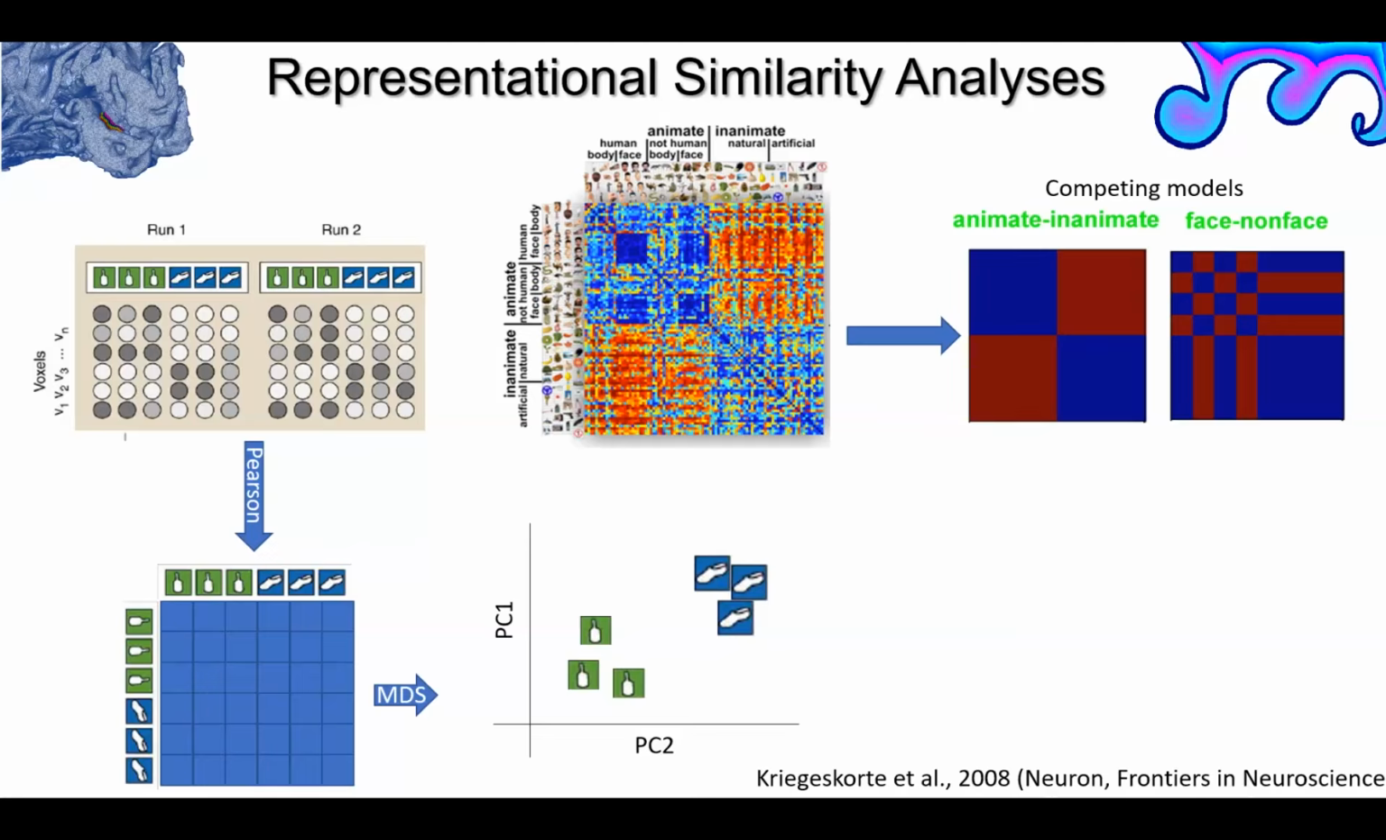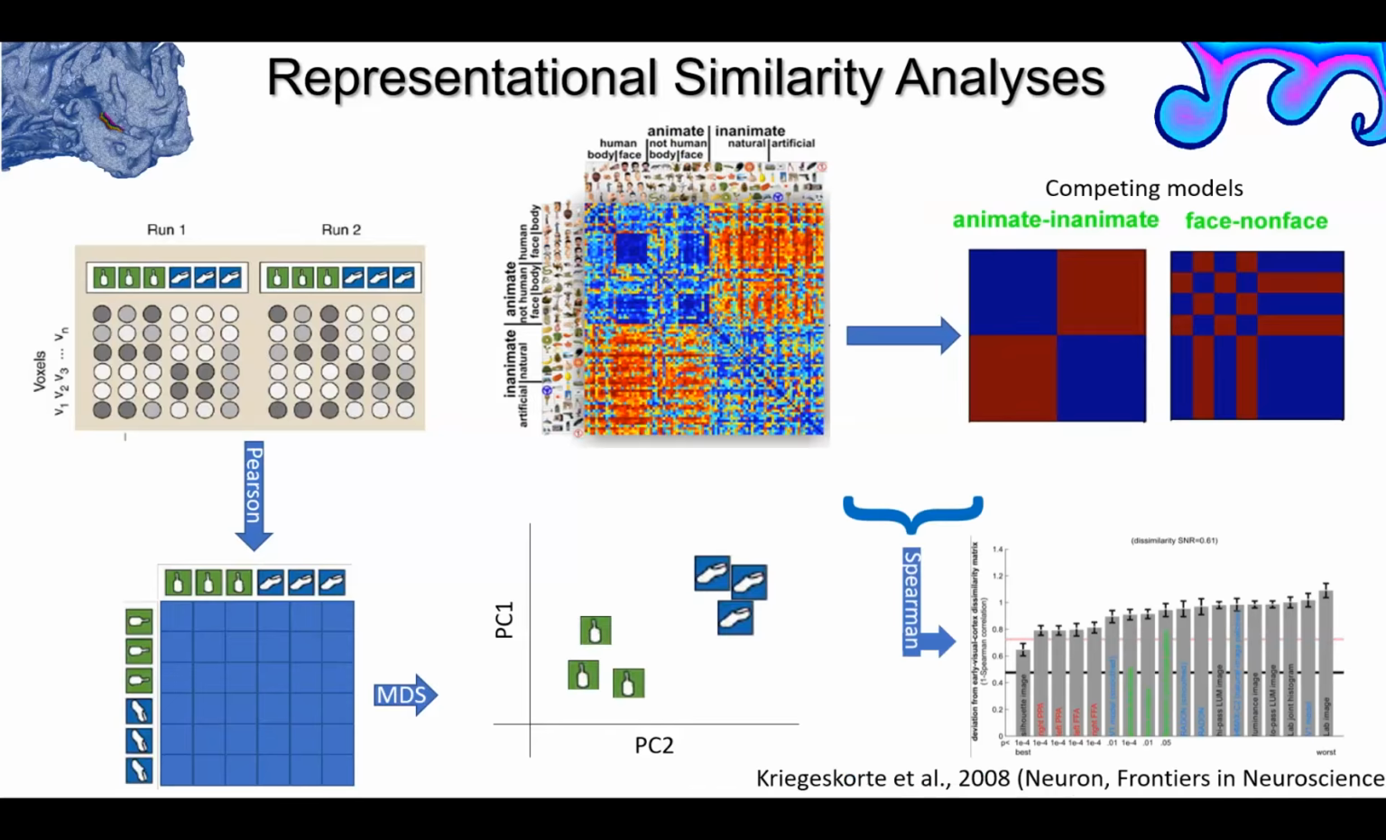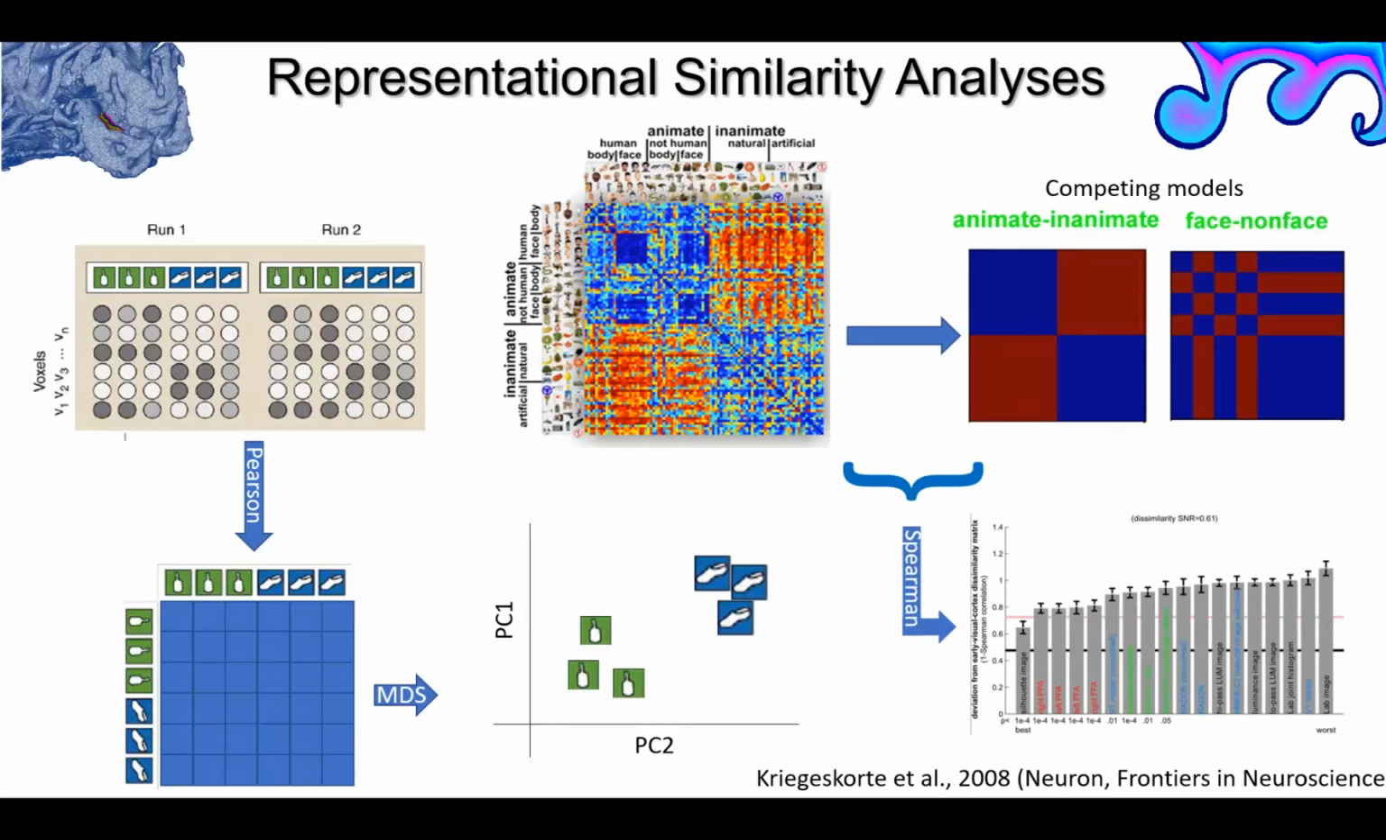So for example, here we can see two different models, an animate-inanimate model, which is basically highly correlated within the animate and highly decorrelated when you're looking at animate and inanimate, or a face-non-face model where high correlation is determined by whether you're looking at a face or not. And then you can do a simple Spearman correlation between your data and your model.